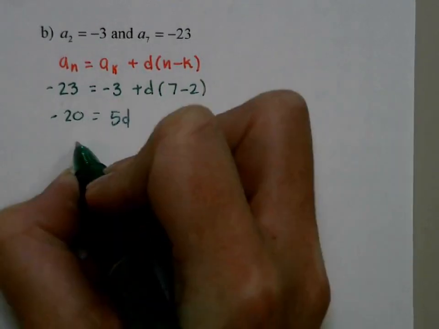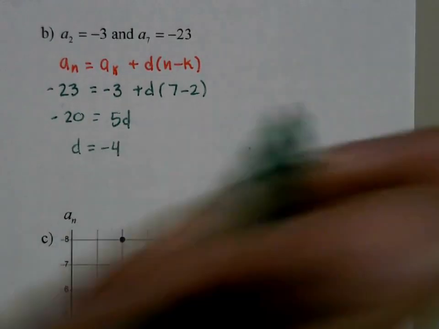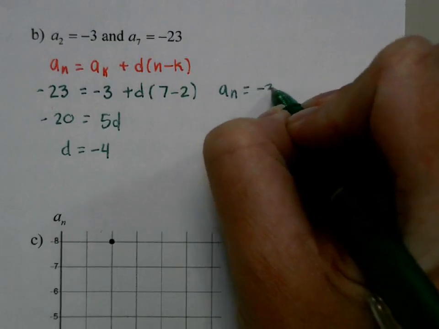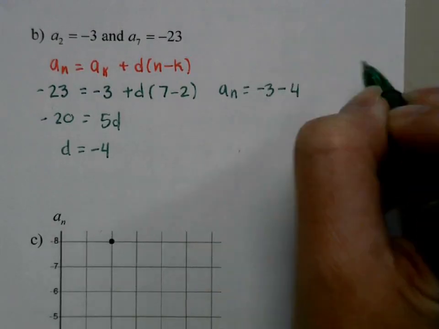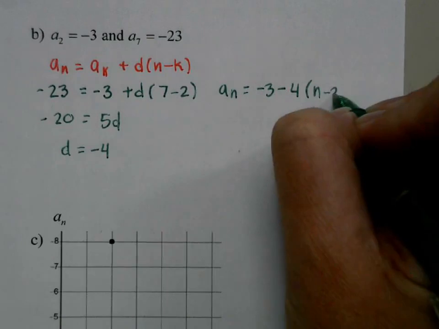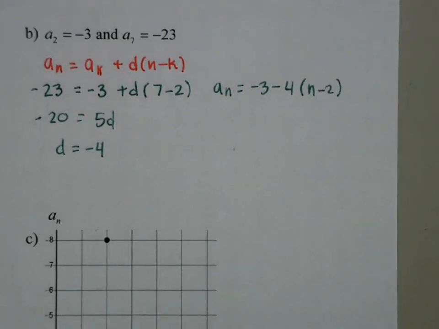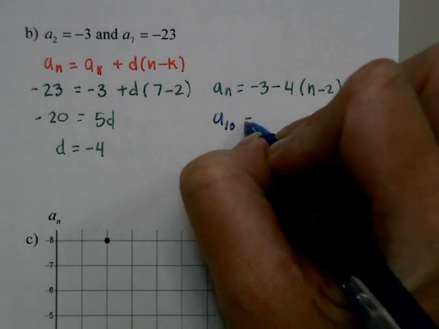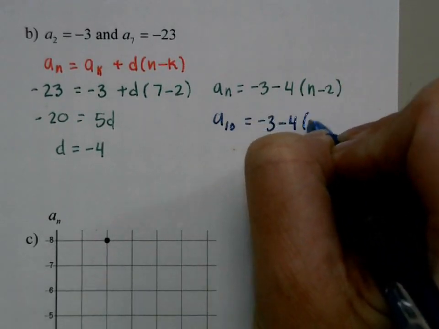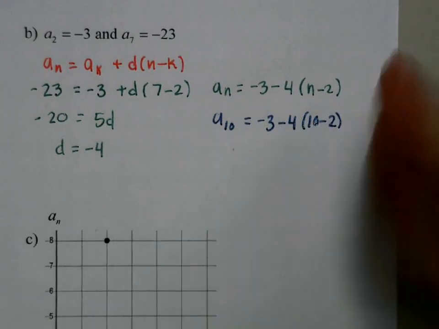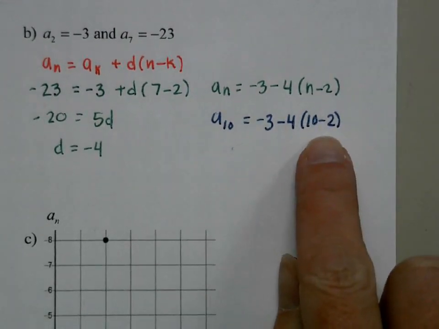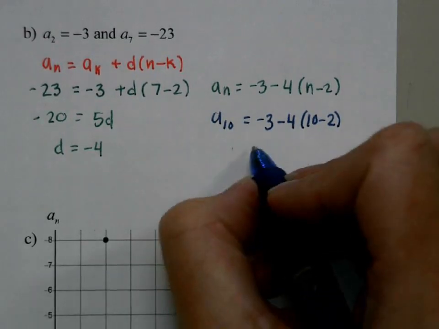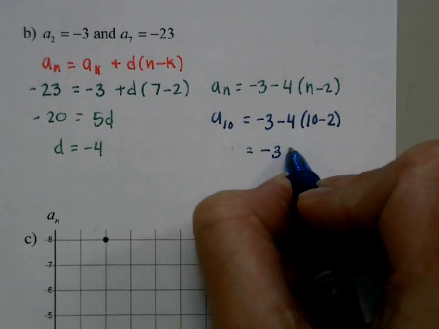So my d here is negative 4. So then my equation for a_n is going to be negative 3 minus 4 times (n minus 2). And then we'll plug in 10. So 10 minus 2 is 8. 4 times 8 is 32. So negative 3 minus 32 gives me a negative 35.